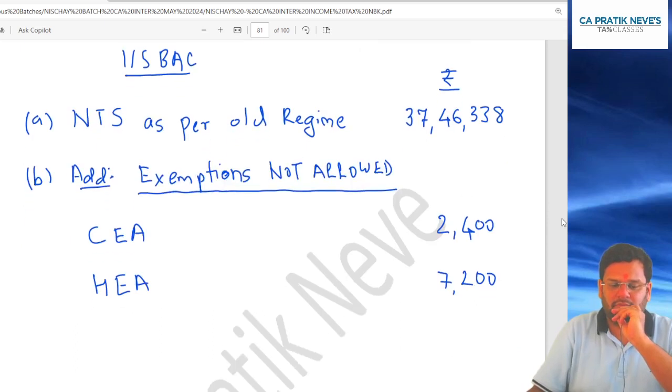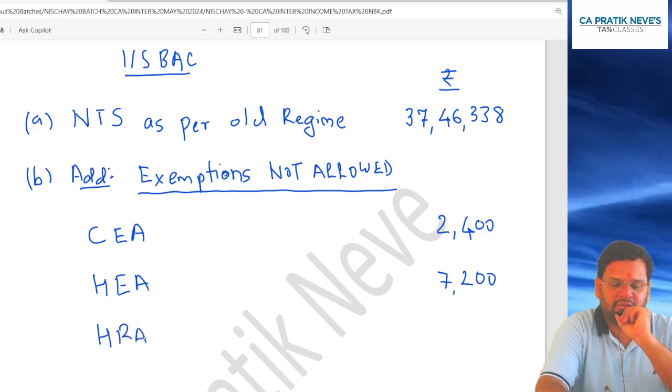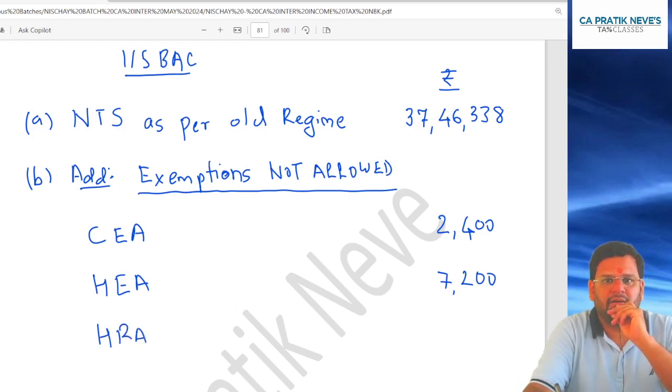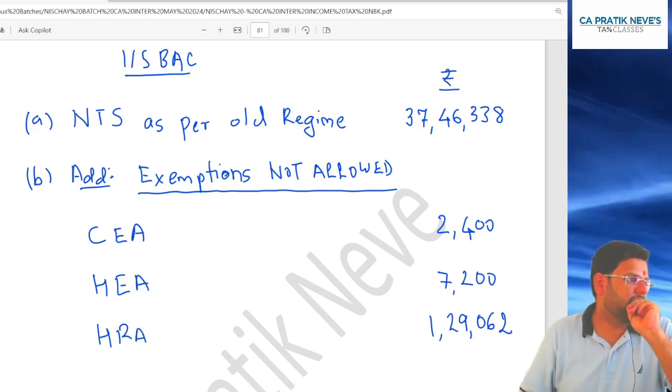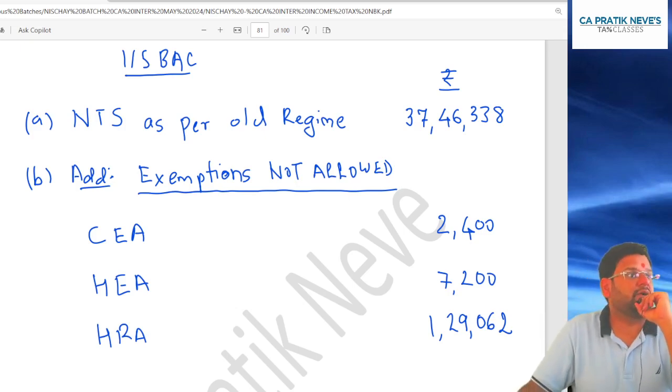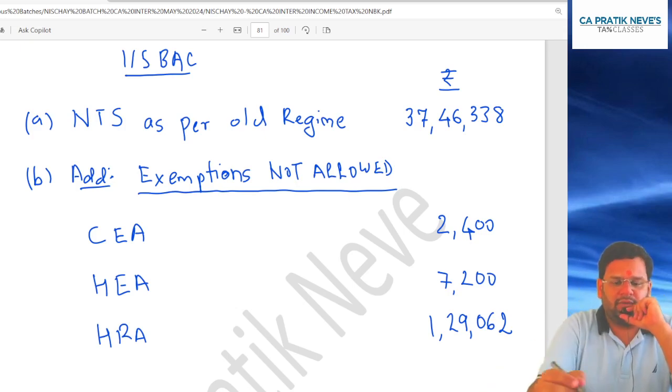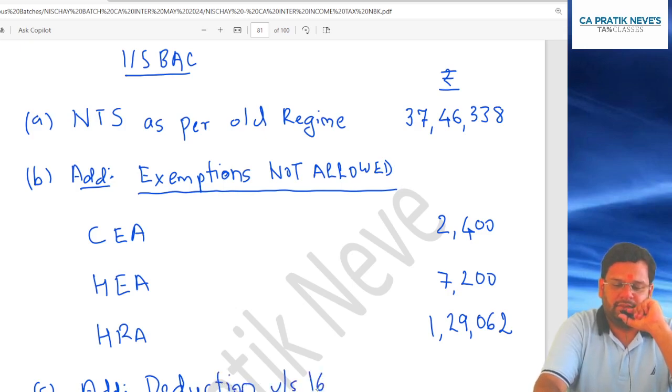And one more is disallowed. House rent allowance. How much exemption you are enjoying? You have told me exemption figure, right? 1,29,062. And then one deduction is not allowed. But standard deduction is allowed. So add deduction under section 16(iii) of professional tax, 2,500.